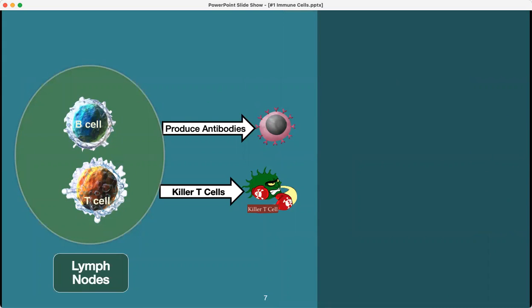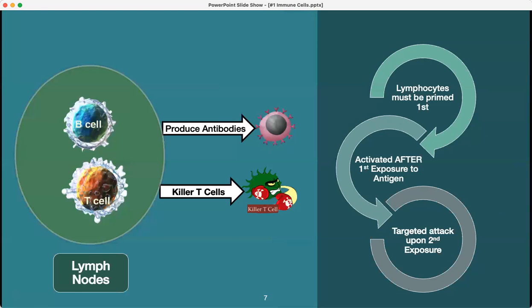So within the lymph nodes, these cells are going to produce antibodies, the B cell, and the killer T cell comes from an activated T cell. So in order to do this, these lymphocytes, B and T lymphocytes, have to be primed. So they get activated after they've been exposed to an antigen, and then they're able to make this targeted attack upon a person's second exposure to that antigen.